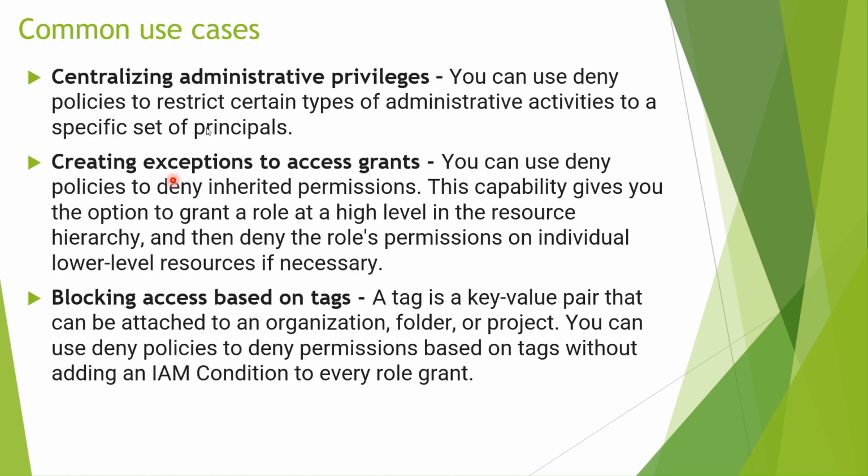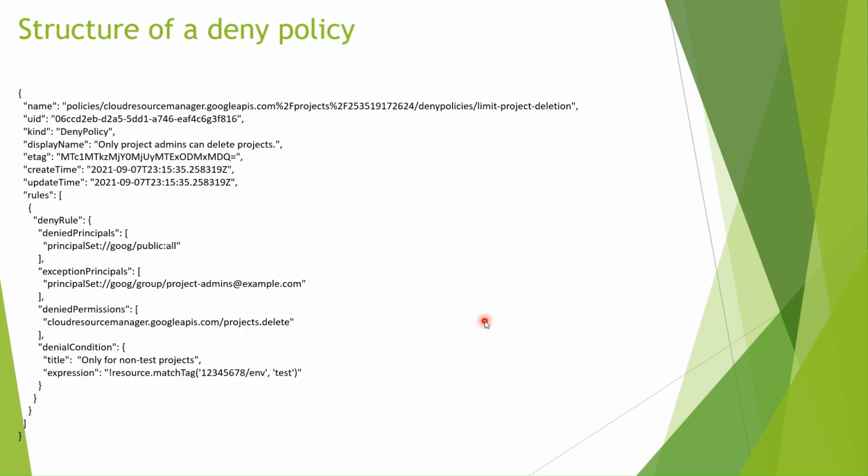So basically, common use cases are centralized administrative privileges, where we want to restrict certain types of administrative activities to a specific set of principals, like your admins, or creating exceptions to access grants, where we can use a deny policy to deny inherited permissions. This gives you the option to grant a role at a higher level in the resource hierarchy and deny the role permissions at the individual level. Suppose you have provided a permission at organization level, but you want to deny it at project level or folder level. And blocking access based on tags, we can use tags like key-value pairs, as we've seen here.